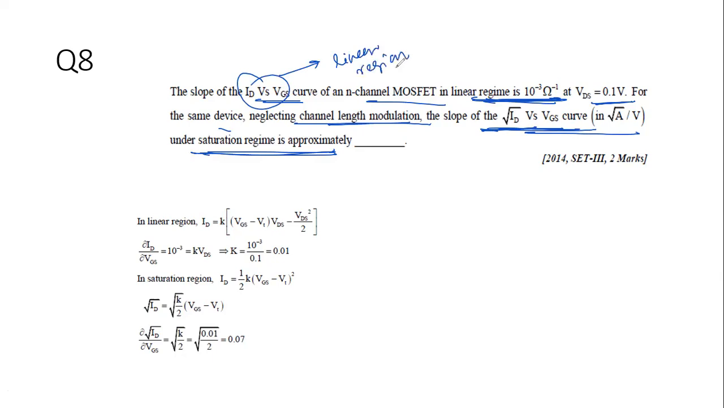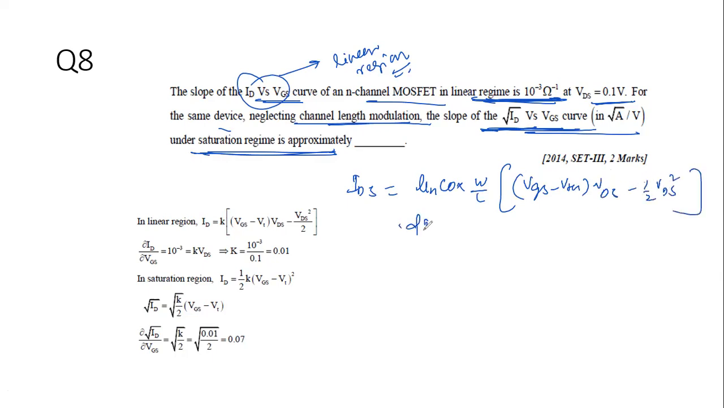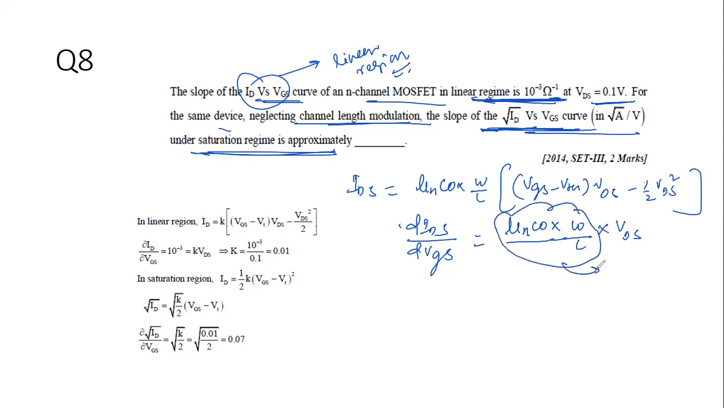Which region? Linear region. So IDS equal to what? This is equal to mu n C oxide W by L, into (VGS minus VTH) into VDS minus half VDS square. So dIDS upon dVGS is mu n C oxide W by L into VDS. Okay, so let's say this constant value is K.